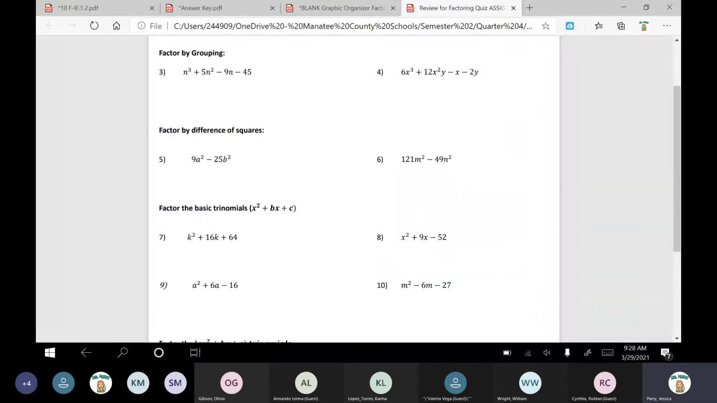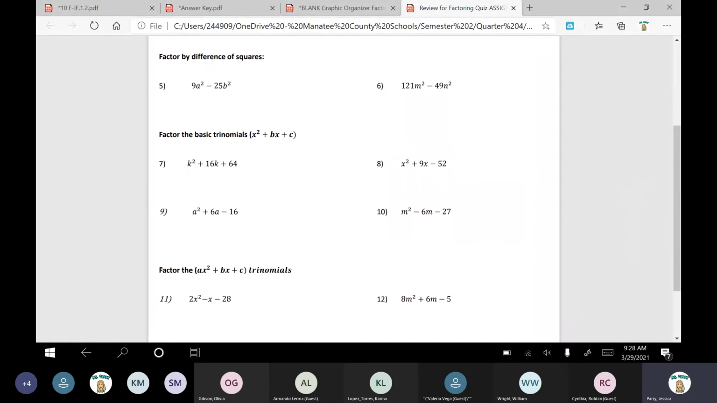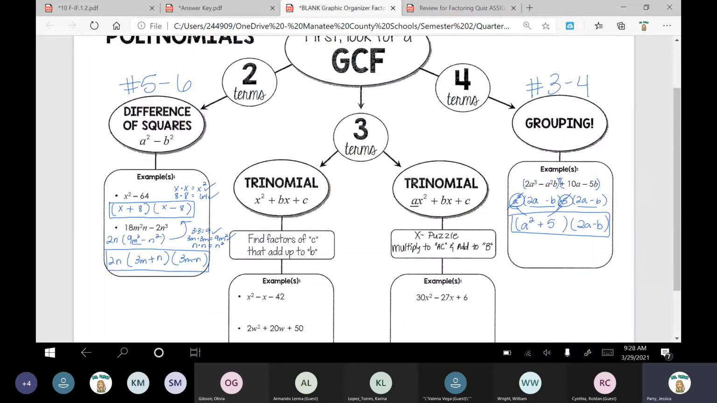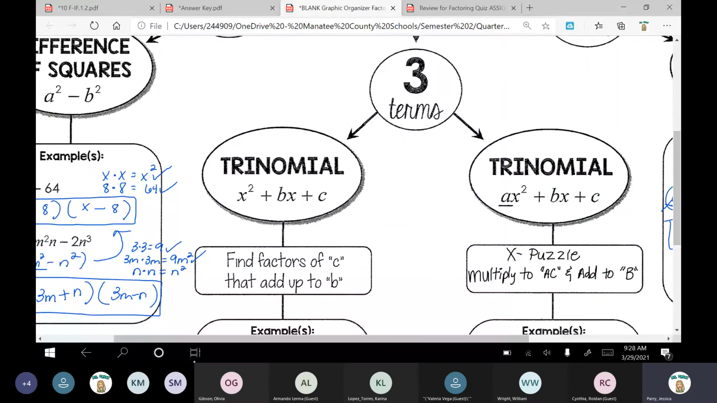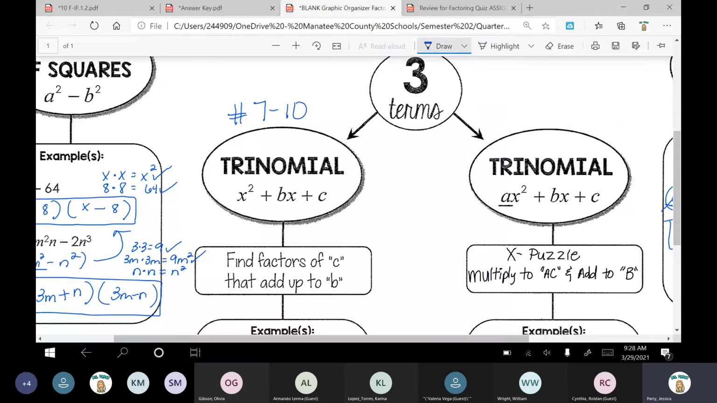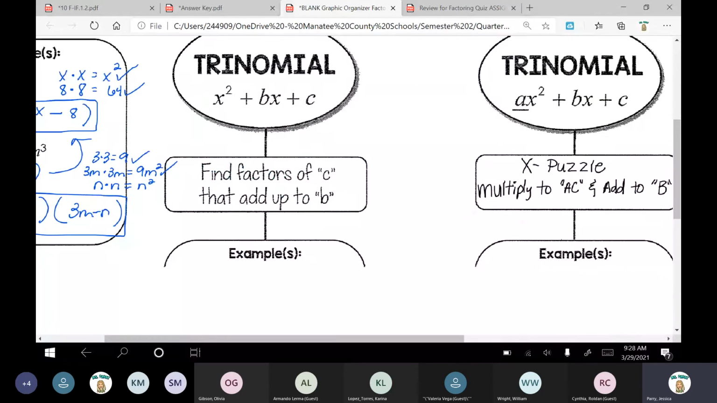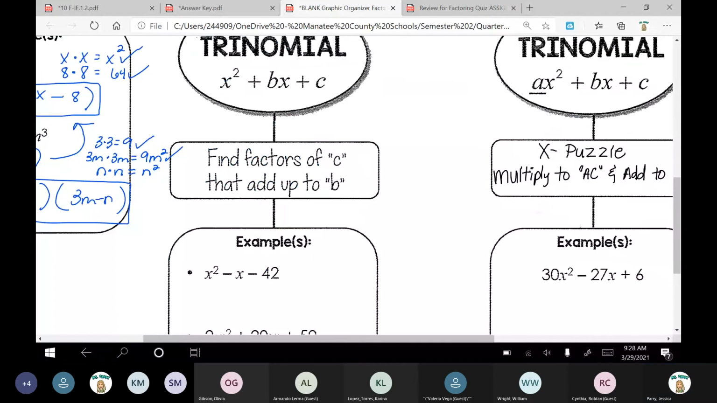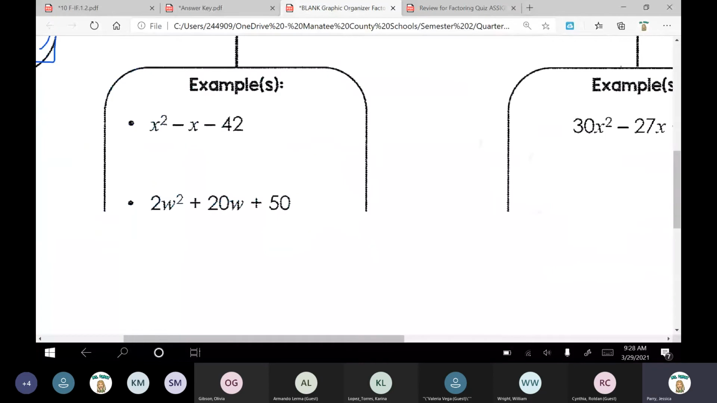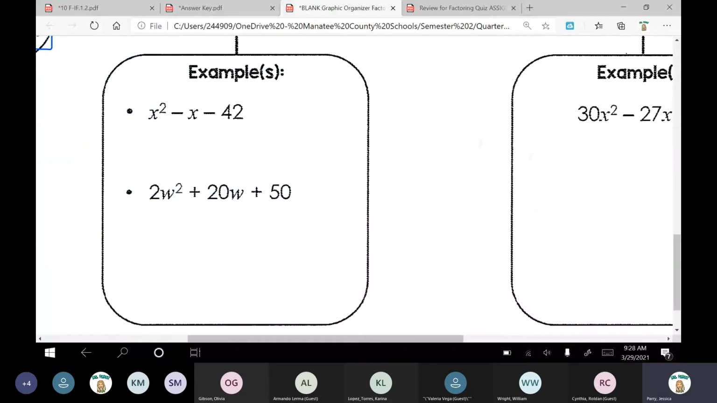On the assignment, let's look at our next little section here, numbers 7 through 10. It says factor the basic trinomials with x squared plus bx plus c. For numbers 7 through 10, you're going to look here with the 3 terms, trinomials x squared plus bx plus c. So you need to find factors of c that add up to b. Okay, so we've got our first example, x squared minus x minus 42.